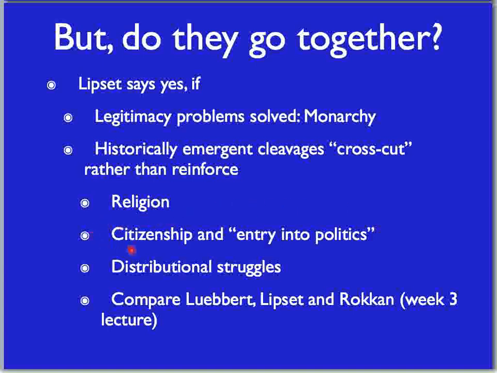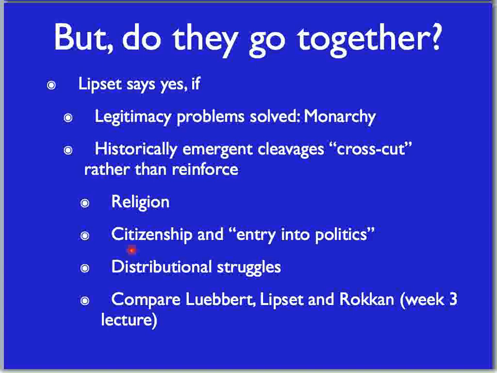Remember that the story of democratization or of democracy is, for a long period, a story in which there was a very small number of people who could vote, and that at some point there's an extension of suffrage, the right to vote, and mass franchise, and that creates issues of citizenship and entry into politics and a cleavage between those who have the right to vote and those who do not have the right to vote. And finally, distributional struggles or class struggles.